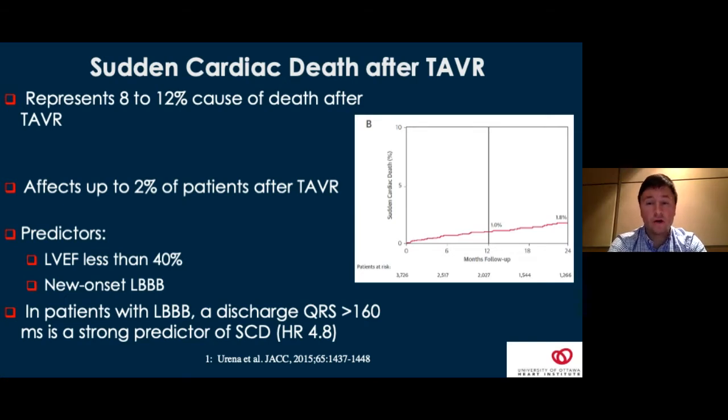And as we go on and on treating patients with low risk, this issue becomes more and more important. Sudden cardiac death represents 8 to 12% of causes of death after TAVR, and the predictors of this are an LVEF less than 40% and the presence of new onset left bundle branch block post-TAVR. In particular, a discharge QRS greater than 160 milliseconds has been strongly associated with sudden cardiac death, with a hazard ratio of 4.8.